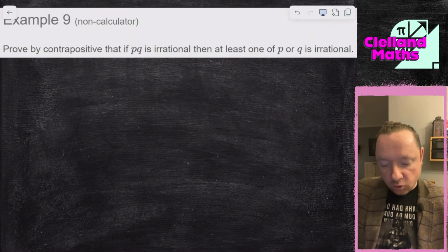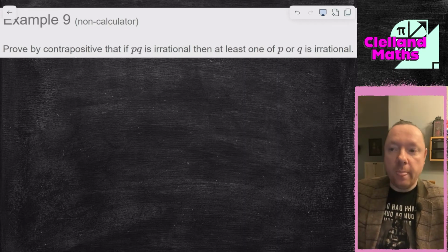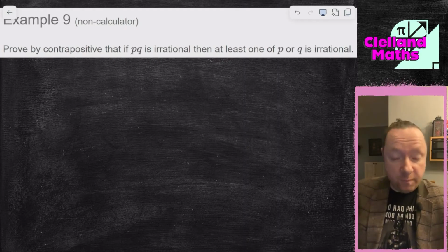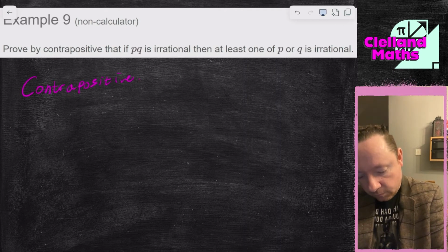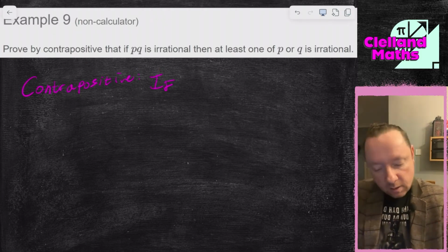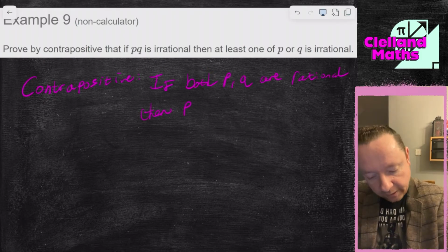Example 9, prove by contrapositive that if PQ is irrational, then at least one of P or Q is irrational. So what is a contrapositive statement? So let's write out a contrapositive statement. If, now the "or" becomes "and", both. If both P and Q are rational, then P times Q is rational.